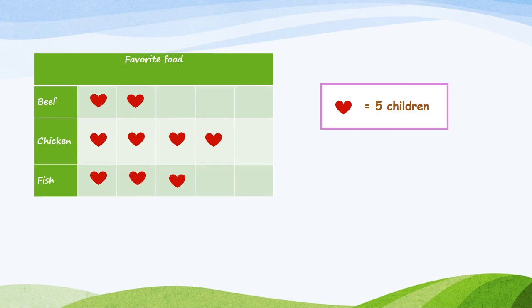How many children their favorite food is chicken? We're going to count by 5. Each represents 5. So 5, 10, 15. Excellent, good job. And 20. Now how many children like fish? It's 5, 10, 15. So only 15 children like fish, 20 children like chicken, and 10 children like beef.